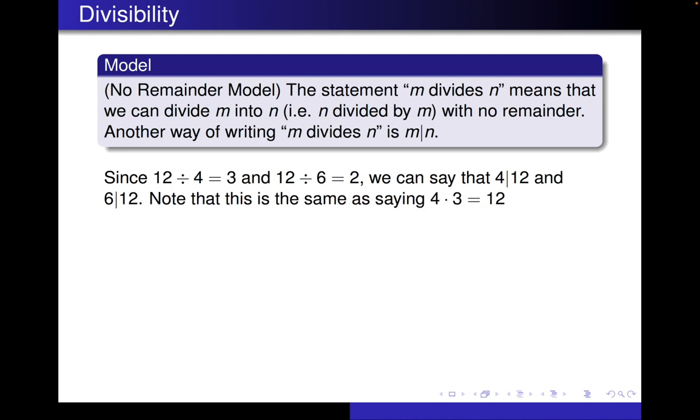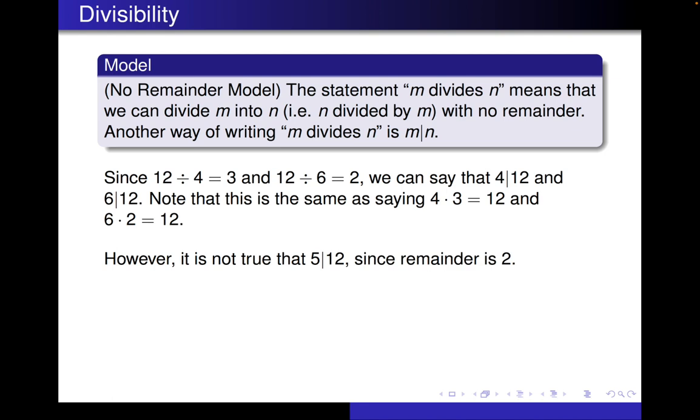We can also say this in a different way, and it turns out this way is a little bit more convenient, especially when we're using this concept in proofs. We can also say 4 divides 12 because 4 times 3 is equal to 12, and 3 is an integer. And we can say that 6 divides evenly into 12 because 6 times 2 is equal to 12, and 2 is an integer. So we can write this notion of divisibility in terms of multiplication. Just note that it is not true that 5 divides evenly into 12, because when we divide 12 by 5, we get a remainder of 2, which is not 0.